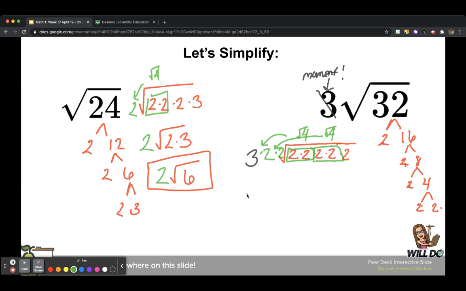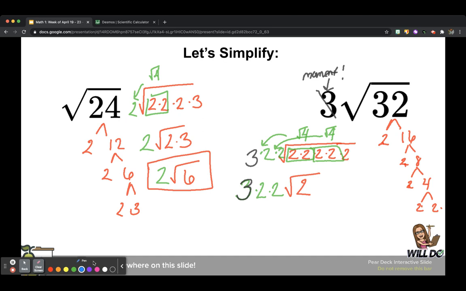Okay, so what's really happening here is I have 3. Oh man, that's supposed to be gray, because it was originally there. There we go. 3 times 2 times 2. I was able to factor those out. There was the square roots of 4. And what's left? The square root of 2.